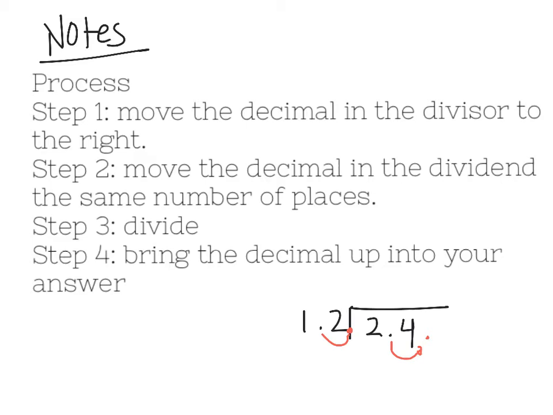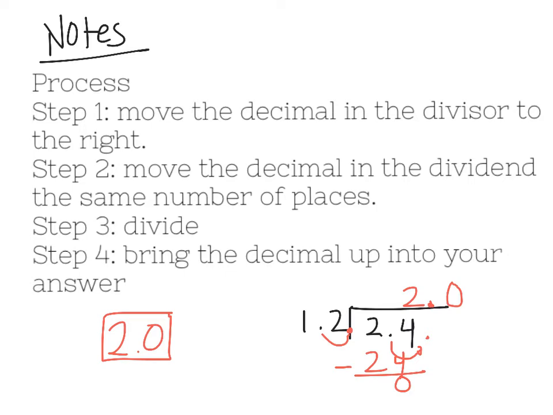12 into 24 is 2. 2 times 12 is 24. Leaves us with 0. So we don't need to bring anything else down. So our answer is 2. We're going to bring the decimal, step 4, straight up into our answer, and our answer is 2.0. Okay? So that is a very, very, very basic example. But I'm going to go ahead and try a harder one now.